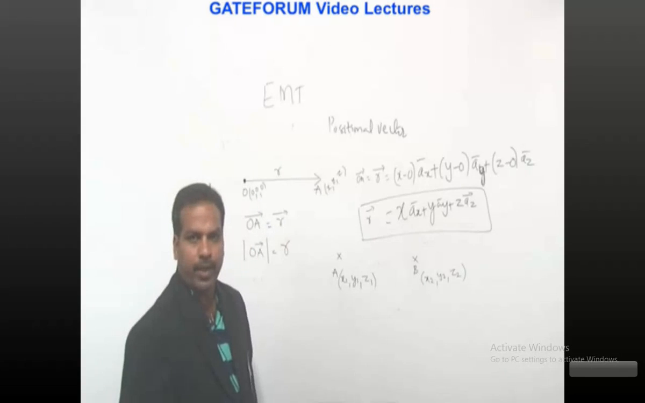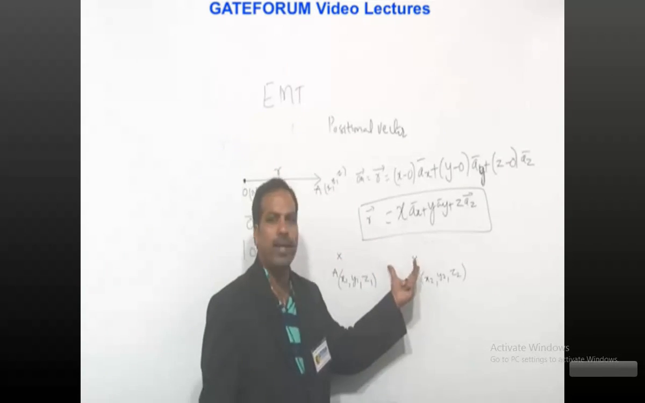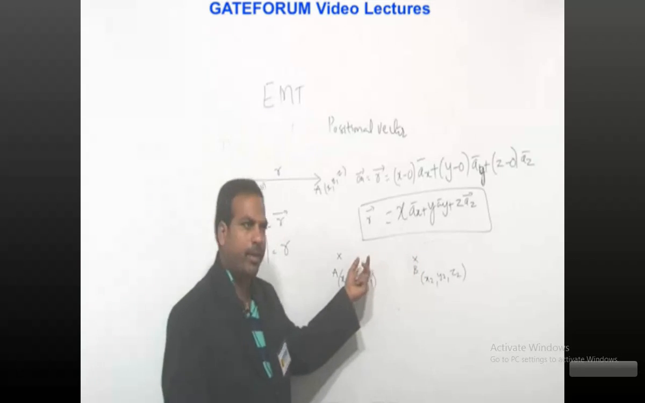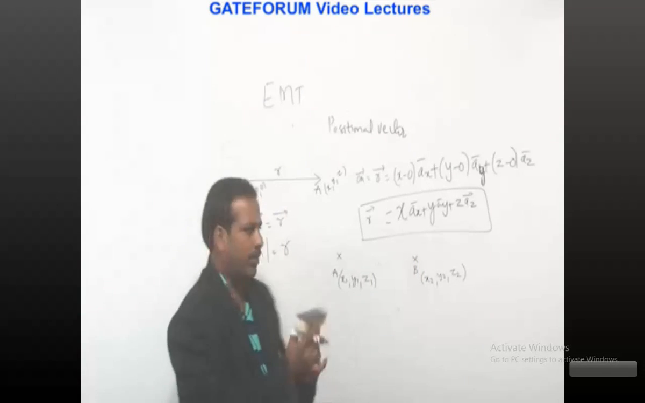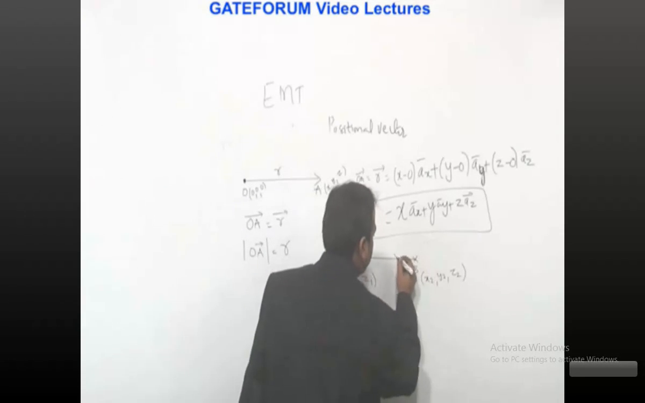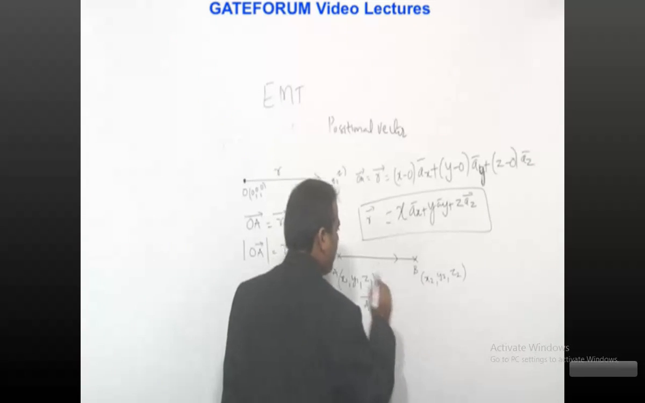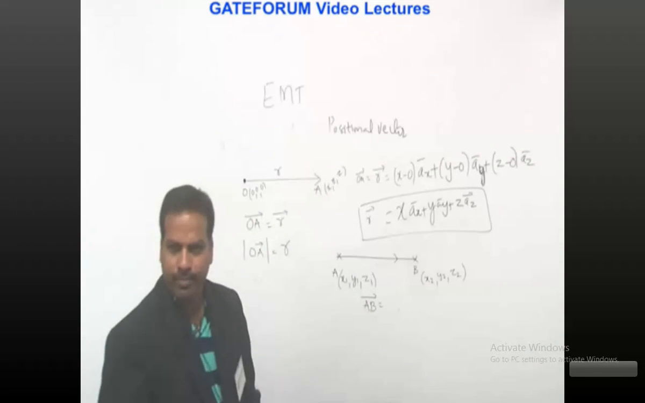X2, y2, z2. So the vector between these two points, how is it indicated? Let's say the vector from A to B is nothing but AB bar. How do we obtain it? It's very simple, sir.